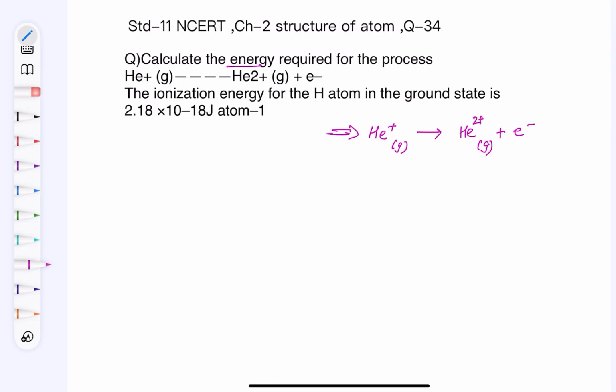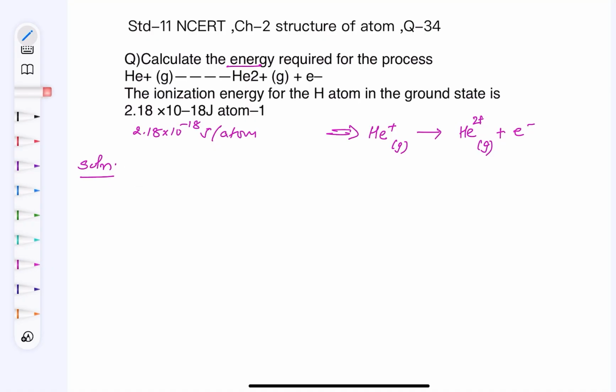And you are given the ionization energy of hydrogen atom in the ground state as 2.18 into 10 to the power of minus 18 joules per atom. This is given to you. And you have to find out the ionization energy required to remove an electron from the He+ ion. So how do we do the solution for this?